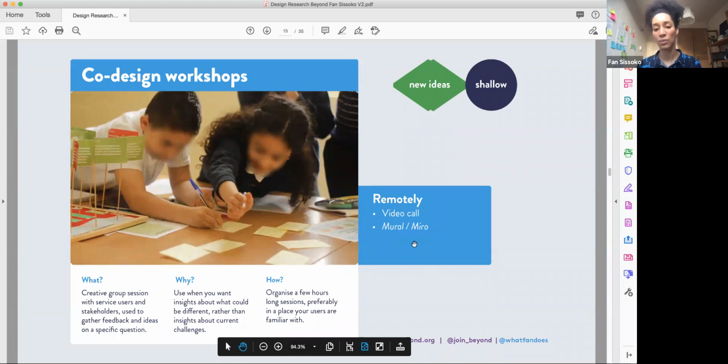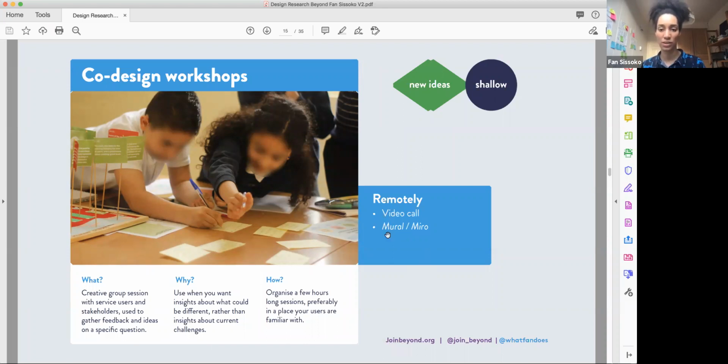But you can also move that online, where you organize a Zoom call pretty much similar to this, and then you can use apps like Mural and Miro, similar names and similar aims, but two different apps, which is essentially like having a shared whiteboard that everyone can access and write things on, and so creative session.